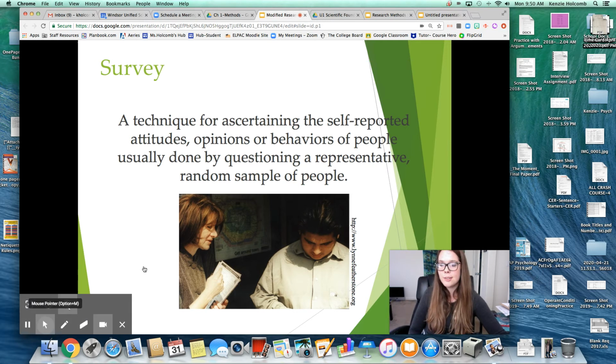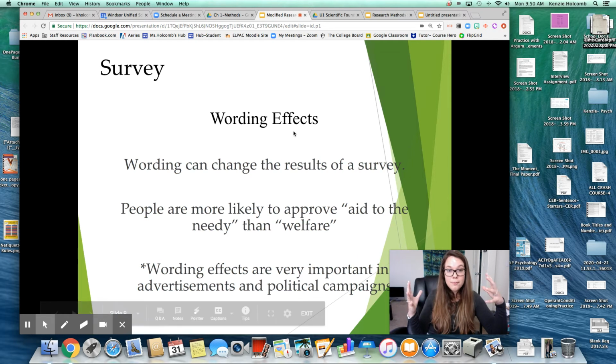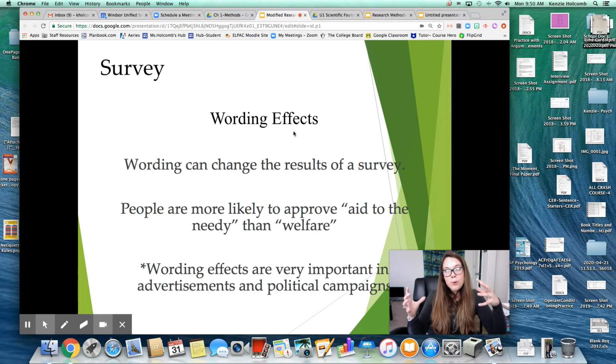So within surveys, we're still in the survey, something to think about is called wording effects. And this is a vocab word. Wording effects: the way people who create the surveys word the questions can lead to bias, right? Wording effects are very important in advertisements and political campaigns. For example, if I open the door and someone asks, can I ask you a few questions for a survey? And they say, Miss H, do you use your blinker correctly to go left or right? And I would say, yes or no, not really, whatever.